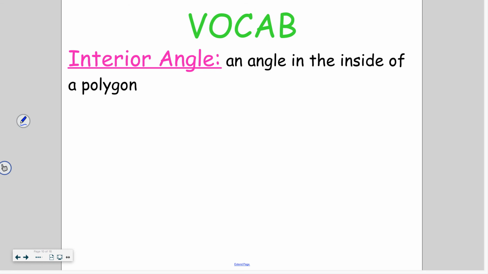Other things that we need to know about polygons is that we have interior angles. So these are the measurements on the inside of a polygon. If I'm looking at a triangle, 1, 2, and 3 are my interior angles. Later when you get into geometry, you'll start talking about exterior angles, which would be 4, 5, and 6. So we're only concerned about the interior angles right now, those angles that are on the inside of the shape.